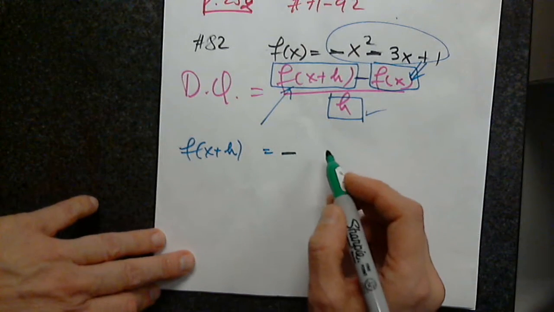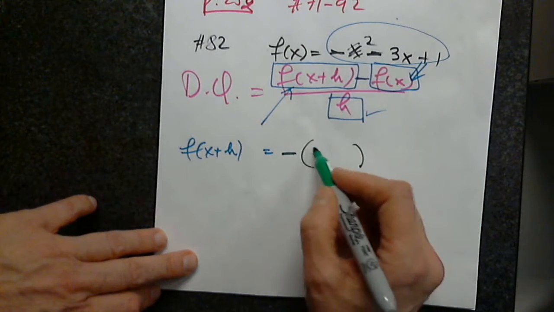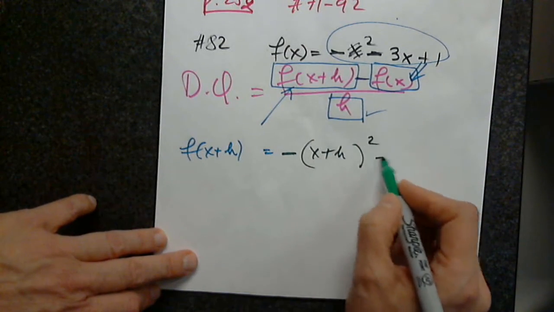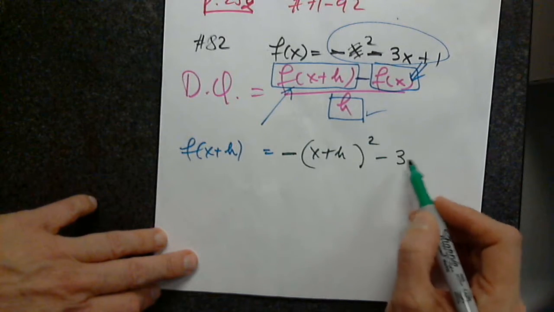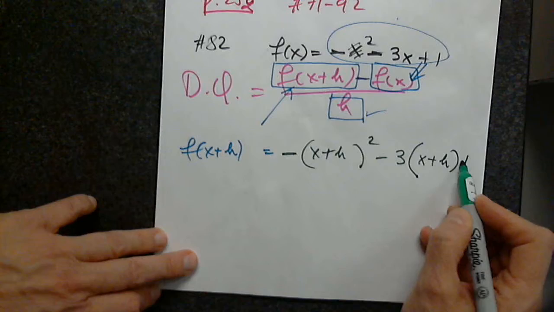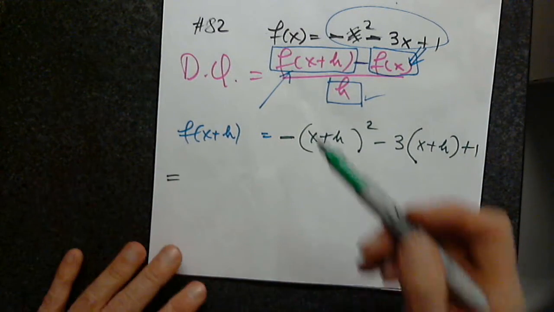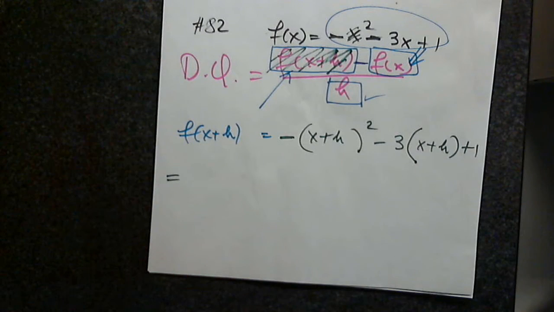(x plus h) squared, but in parentheses, because I'm replacing this piece. (x plus h) squared minus 3(x plus h) plus 1. Awesome. I need to fully simplify this and then go back and replace this piece by it.